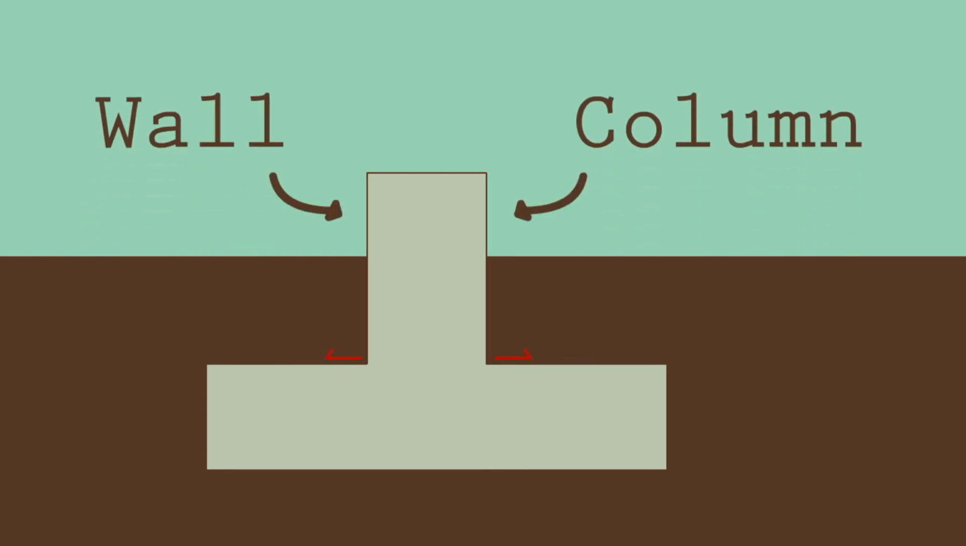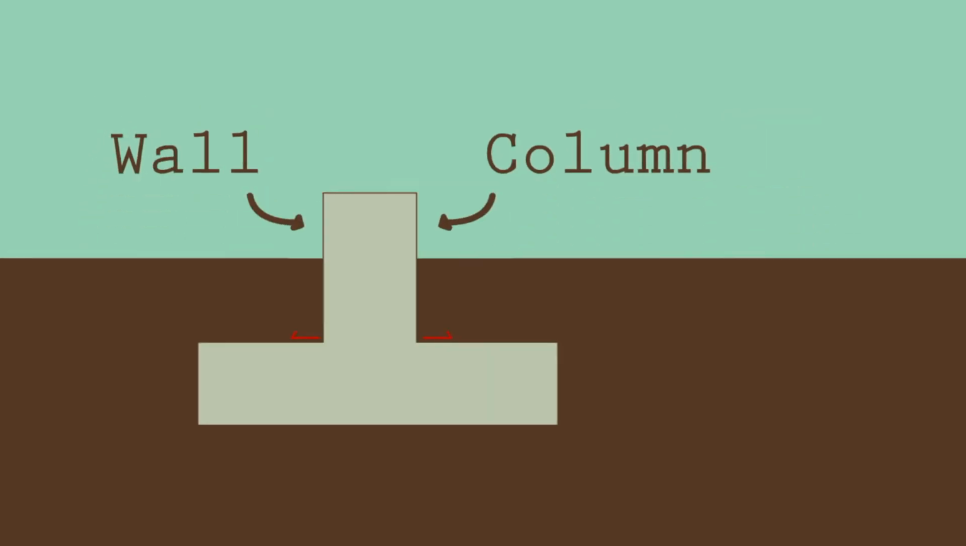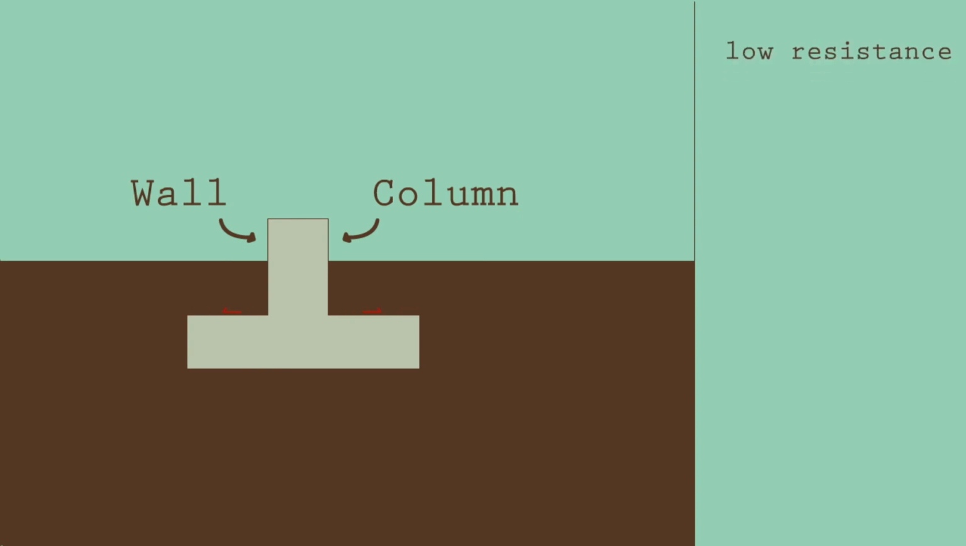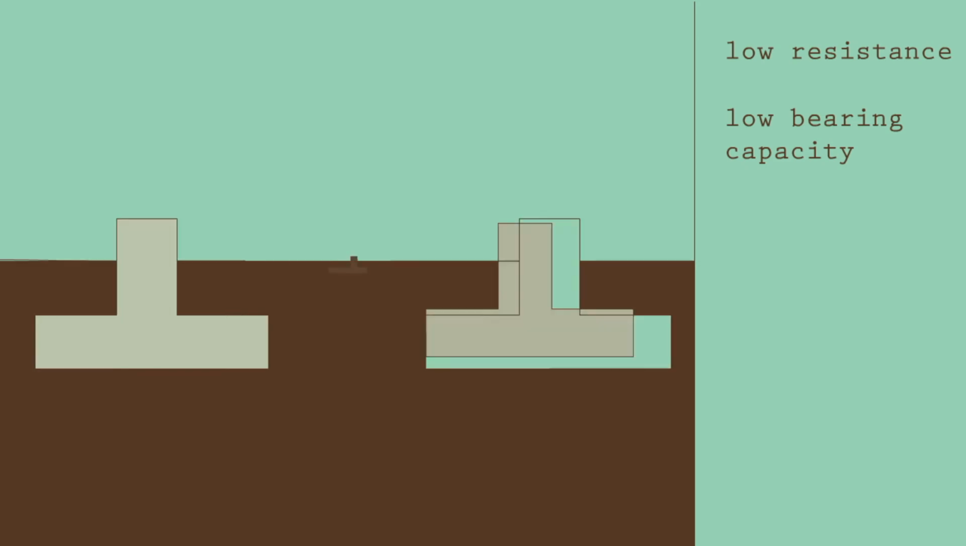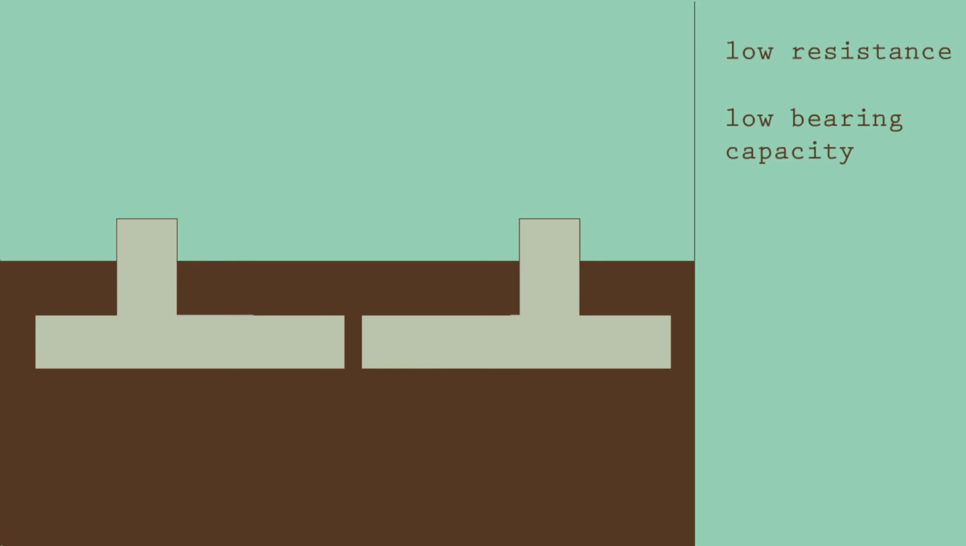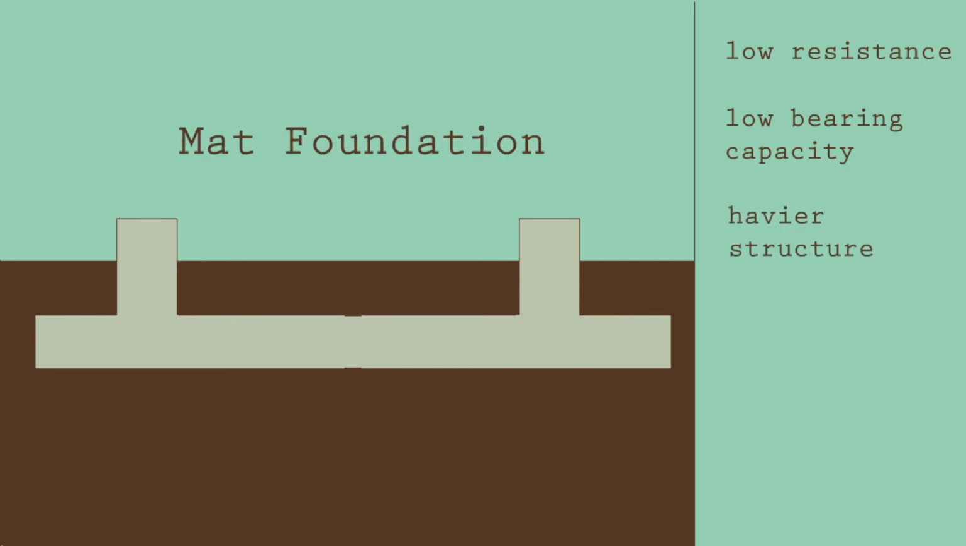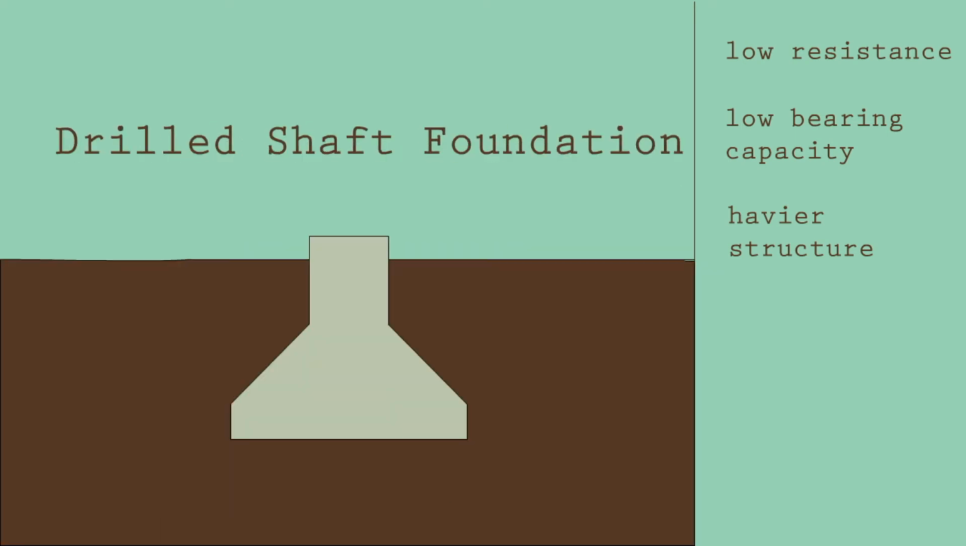In a simple way, spread footing is used to spread the load of the column or the wall over a larger area of the soil. If the soil has a low resistance to the load, or low bearing capacity, that means you need a larger area to spread the load. The size of the spread footing required will become very large. In that case, you will find it is much easier to construct the entire building over a concrete pad called a mat foundation. For much heavier structures, you will need a greater depth to support the load, and there we will use pile and drilled shaft foundations.